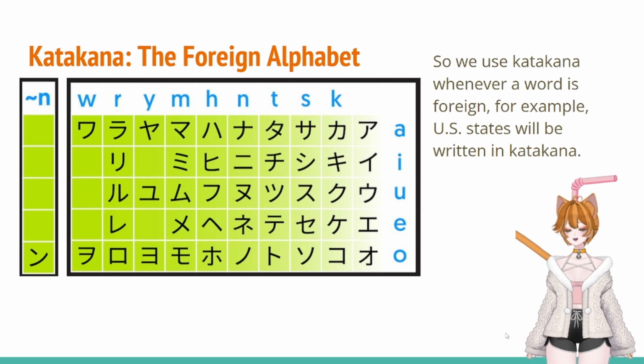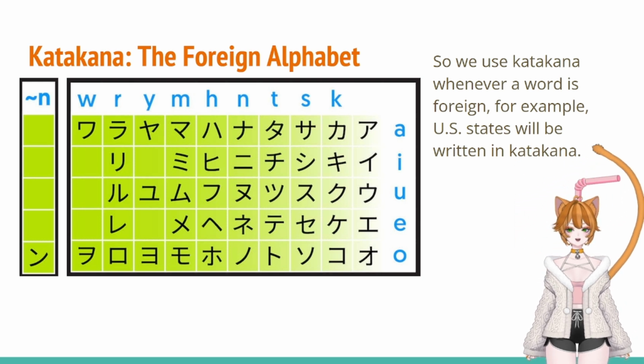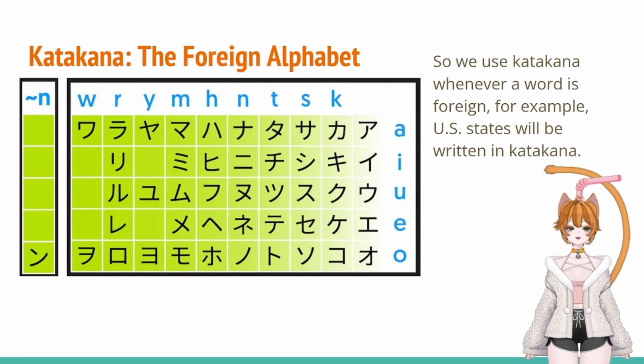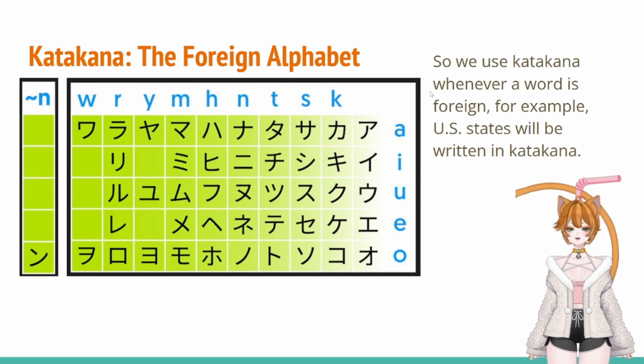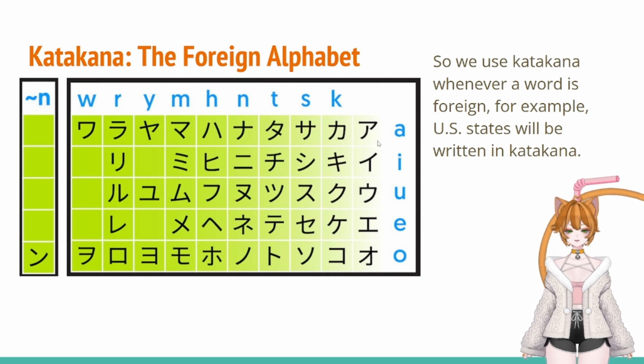Starting us off, we have katakana, which is the foreign alphabet. This is what we use when a word does not pre-exist in Japanese. It is written in katakana, for example, US states. So, let's go through each of them together, starting with our main vowels.